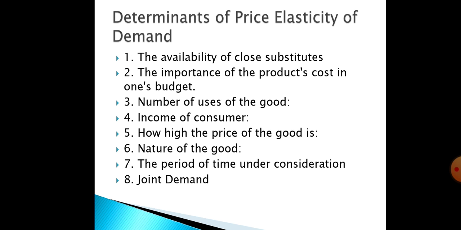In perfectly inelastic demand, EP would be 0, meaning the coefficient of elasticity would be 0. Quantity demanded does not respond to any change in price. In perfectly elastic demand, where the coefficient of elasticity EP is equal to infinity, buyers are prepared to buy the entire quantity at a prevailing price, but none at a slightly higher price. Conversely, they can buy infinite quantity at a lower price. And these are the determinants of elasticity of demand: availability of close substitutes, importance of the product's cost in one's budget, number of uses, income of the consumer, how high the price of the good is, nature of the good, the time period under consideration, and joint demand.